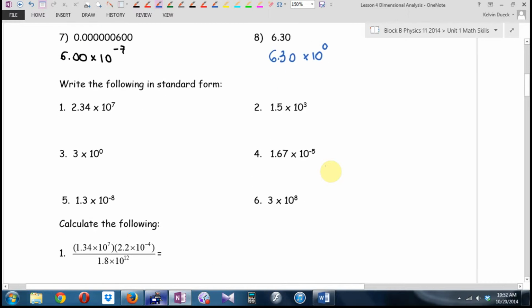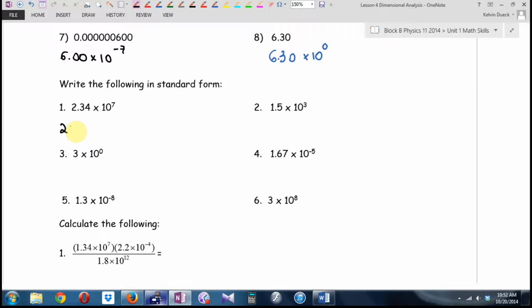Going backwards, write the following in standard form. Okay. 2.34 times 10 to the 7th. I'll give you a hint. 2 times 10 to the what? Times 10 to the what? 7. One more time. Times 10 to the what? You're right. 7. So here's how I do that.